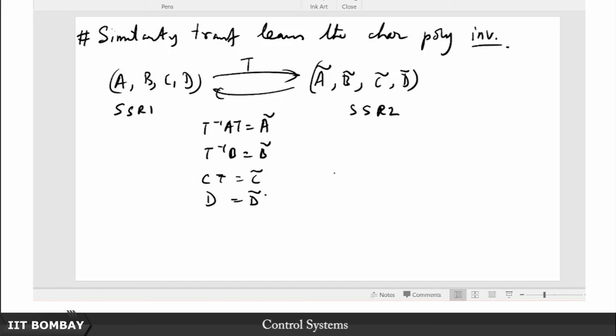Yeah. So what I am claiming is that the characteristic polynomial of A is going to be equal to, this is the claim, the characteristic polynomial of A tilde. So let me start with the characteristic polynomial of A tilde first. If I start with it, what do I know it to be?